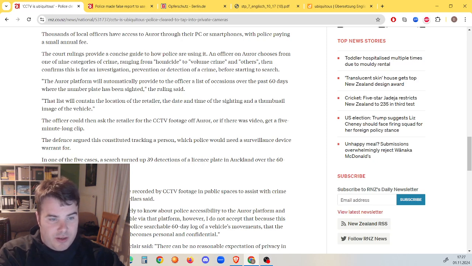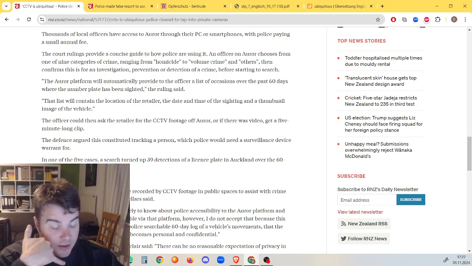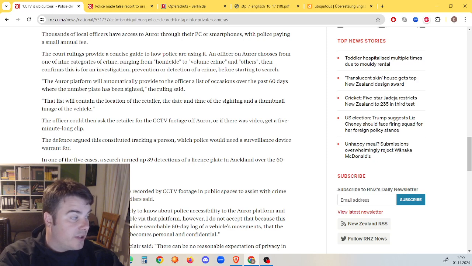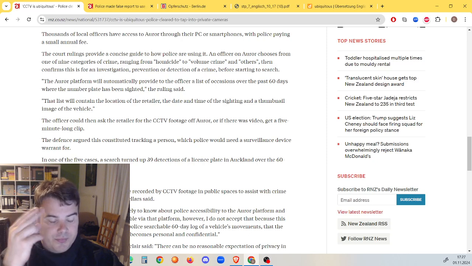That list will contain the location of the retailer, the date and time of the sightings, and a thumbnail image of the vehicle. The officer could then ask the retailer for the CCTV footage off Aurora, or if there was a video, get a 5-minute long clip. So it basically allows police to immediately go and be like, hey, supermarket store, cool, give me this. Or if it's already online and already saved, then it gives you a 5-minute version, so just the 5 minutes where the number plate is used.